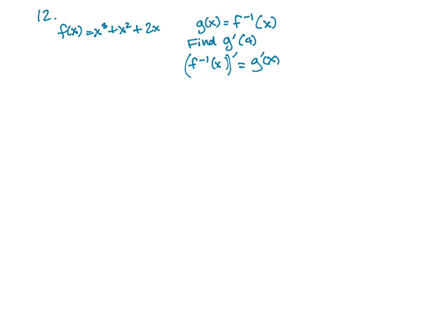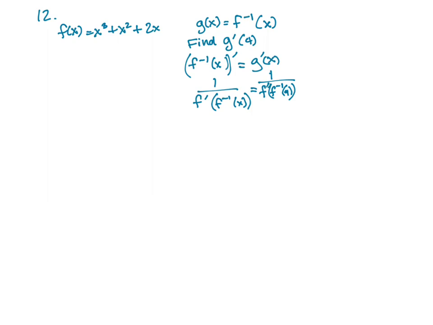G prime of x, because g and f are inverses, then if I do g prime, I'm actually doing the derivative of the inverse function. I've got a formula for that. 1 over f prime of f inverse of x. And what we're finding in this case, because x is 4, is we want 1 over f prime of f inverse of 4. Now we can go to work.